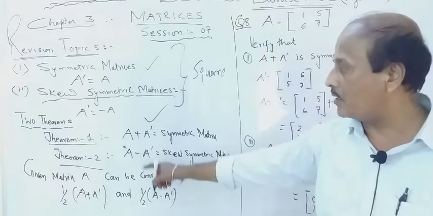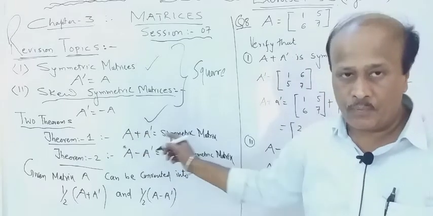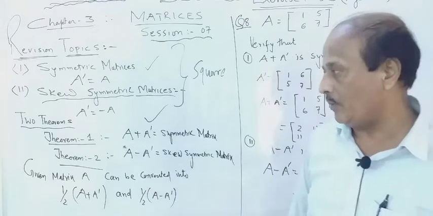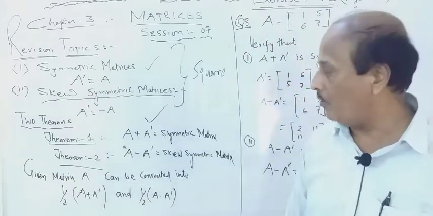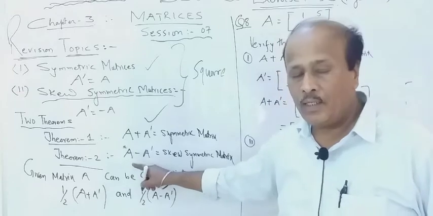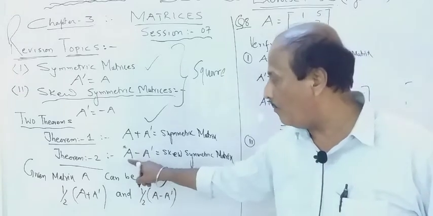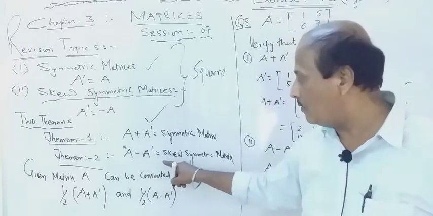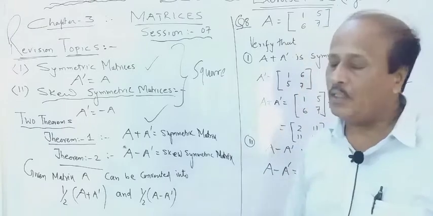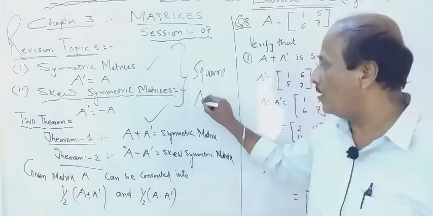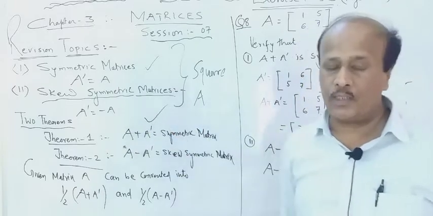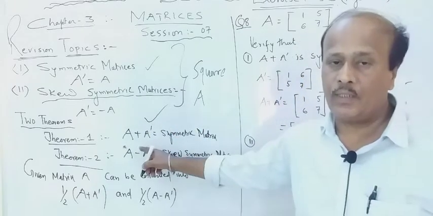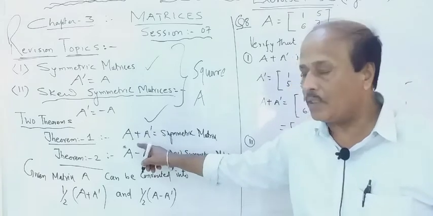A nice statement is given in your book. Proof is not required, as I told you in the previous session. Similarly, theorem number 2 says that when you are finding the difference of A with its transpose, A minus A dash, your answer will be a skew symmetric matrix. So suppose I give you any square matrix A and say make it a symmetric matrix, you can easily make it by adding that matrix with its transpose.